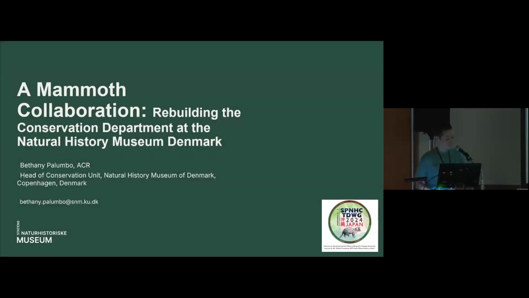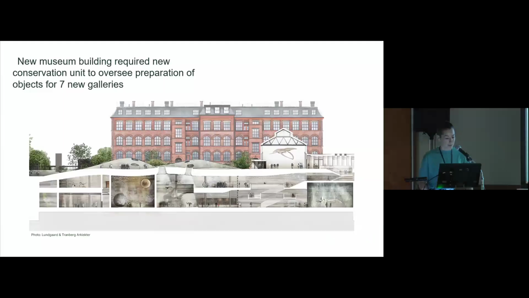The Natural History Museum in Denmark is nearing the end of a major reconstruction project. We are building a new subterranean museum. It's going to showcase 7 new galleries, taking visitors from the Arctic to the deep oceans, all the way into outer space. As part of this redevelopment project, a new conservation department was established to oversee the documentation, preparation, moving, and install of the many thousands of objects that are going on display.